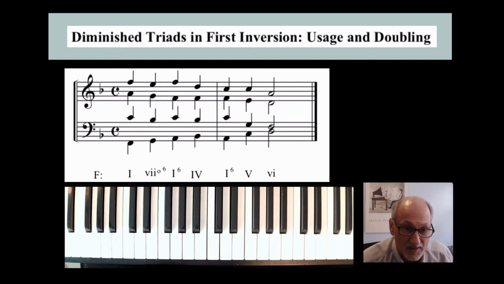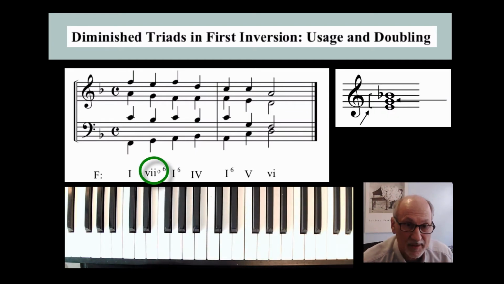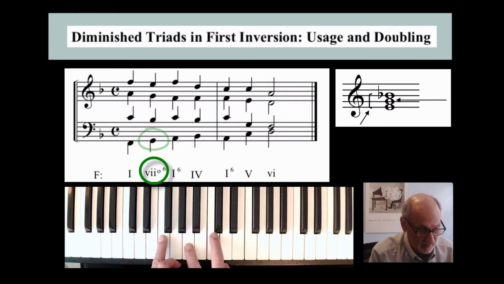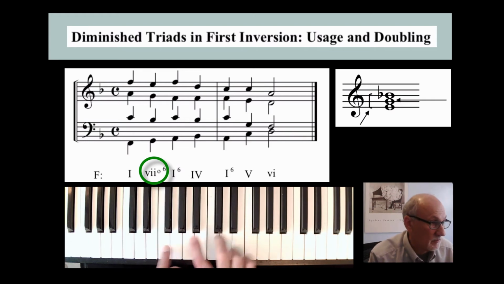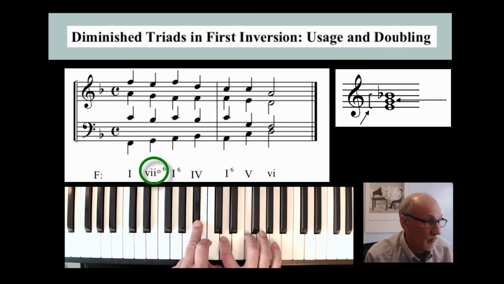Okay, so take a look at the second chord. That's the 7 chord, and it's written in first inversion with a bass tone. The third is in the bass, and it's also doubled. So let's see what we've got here. We've got the key of F, and here, these are the chords in the key of F. 1, 2, 3, 4, 5, 6, 7.